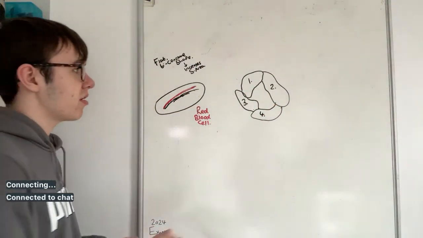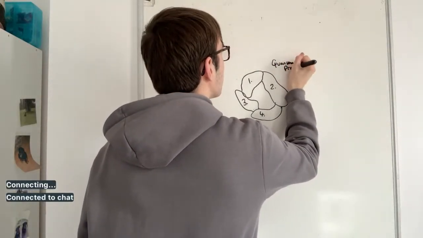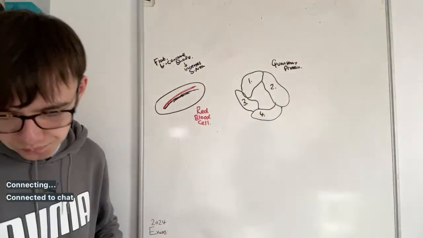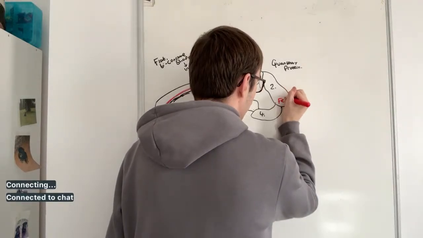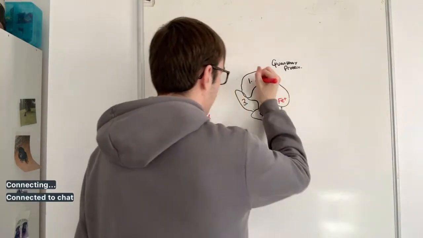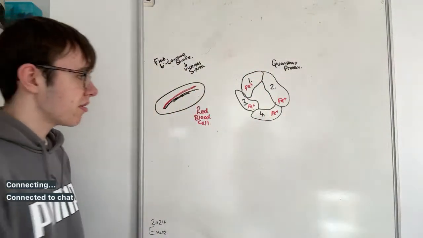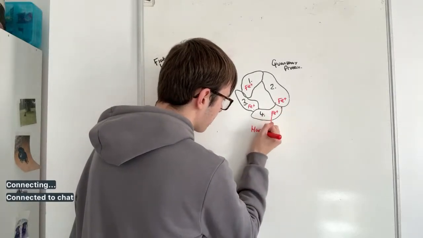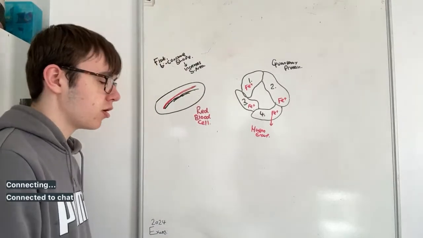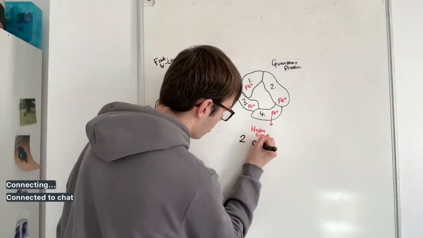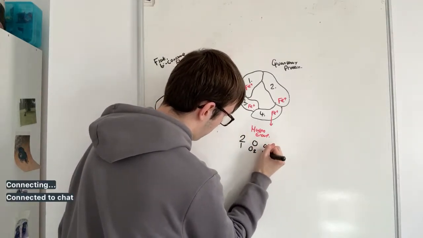Contains hemoglobin, which is a quaternary protein. Okay. And it contains iron ions in the heme group. So in the heme group, each heme group can absorb, I'm pretty sure, 2 oxygen atoms or 1 or 2 molecules.